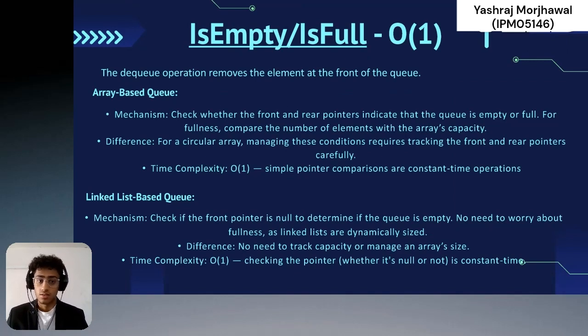Lastly, is empty or is full, which tells us whether the queue is empty or full. In an array queue, we compare the front and rear pointers to see if the queue is empty or full. In a linked list queue, we just check if the front pointer is null, meaning the queue is empty. A linked list doesn't need to worry about being full because it grows as needed. Both checks are quick and take constant time, which is O(1).